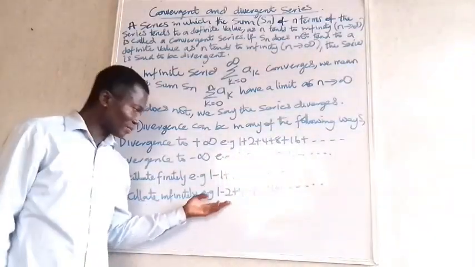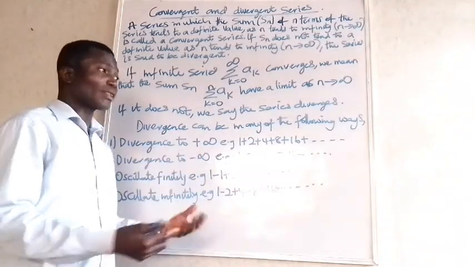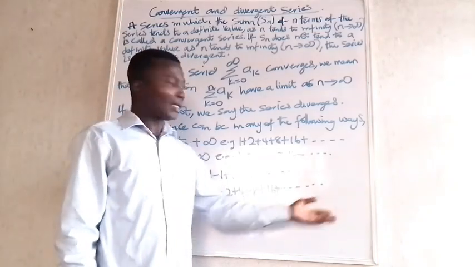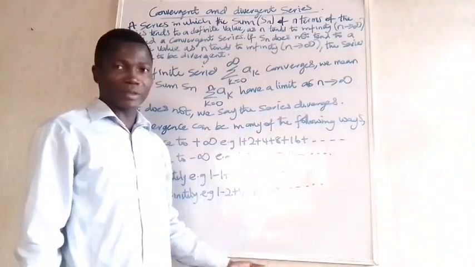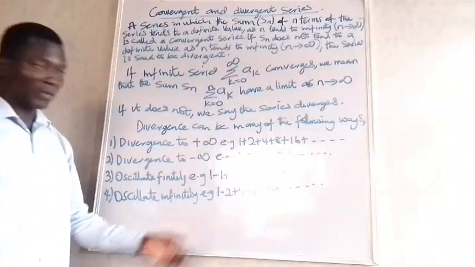Oscillate infinitely. This one too is changing. It depends on what term that infinity is, and there is no specific value for it. This one is fluctuating. It can go up, it can go down. That's why we say it oscillates infinitely.